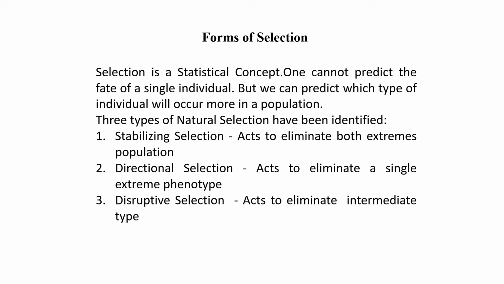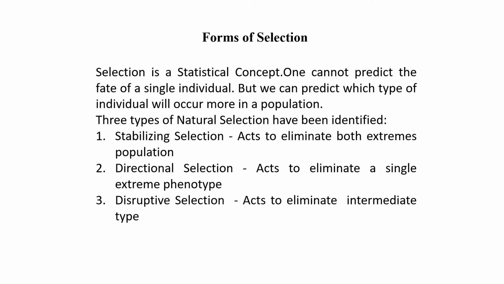Now in a population there are variations. Every individual is different from the other in certain traits or characters. So these traits or characters may have certain advantages or disadvantages in a population. Based on these advantages and disadvantages, nature selects those organisms which are fit to survive in the environment. So there are three types of natural selection that have been identified: stabilizing selection, directional selection, and disruptive selection.